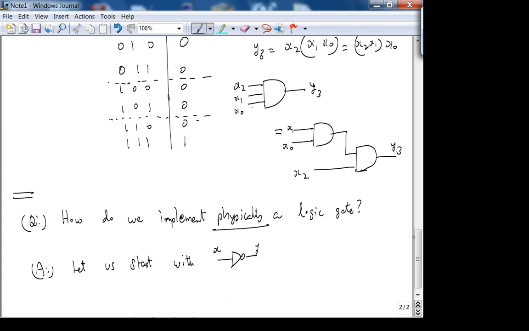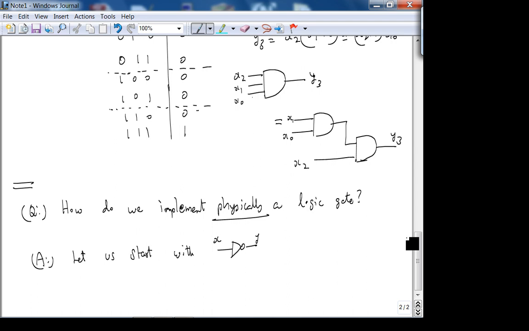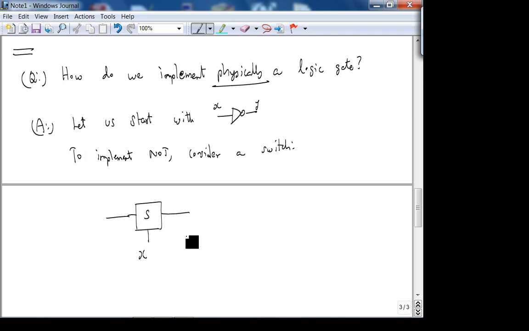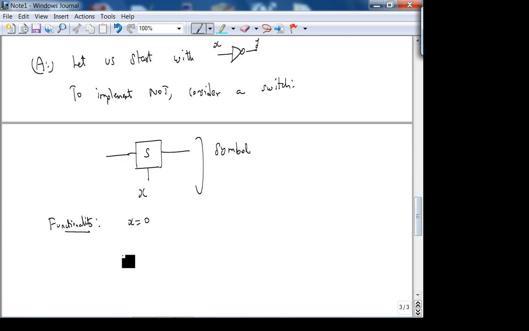So let us start with this fellow. X, Y. Okay. So let us start with the NOT. To implement NOT, consider a switch. It's kind of like a magic switch. Here is our switch S, and here is X. This is the symbol of our switch, and for the functionality, if X equals 0, if X equals 1, you want to define what the switch does. X equals 0 implies what?